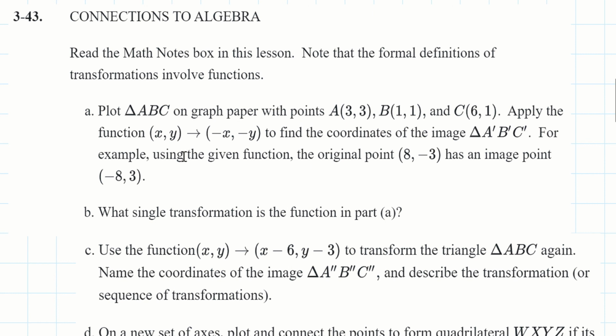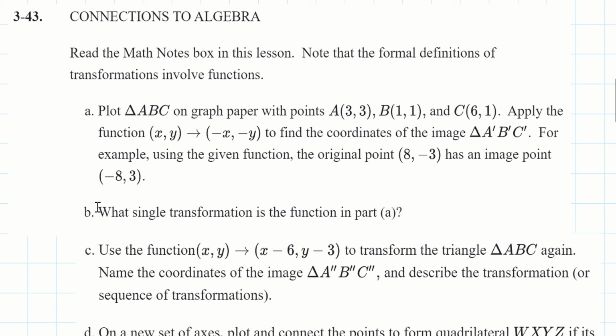And then they're saying, for example, if one of your original points was this, it would have an image point where x was 8, so it's going to become the opposite of that. It'll be negative 8. And y was negative 3, and this says y is going to become the opposite of what it was, so y will become positive 3.